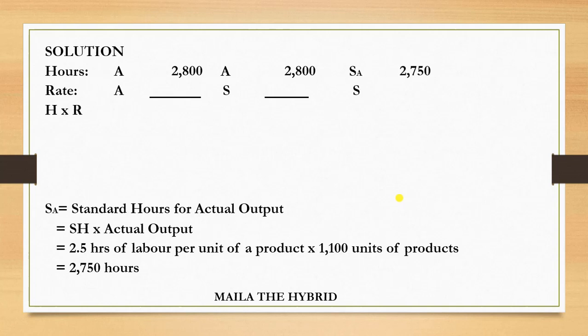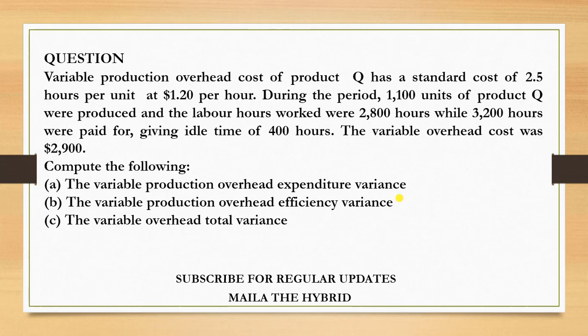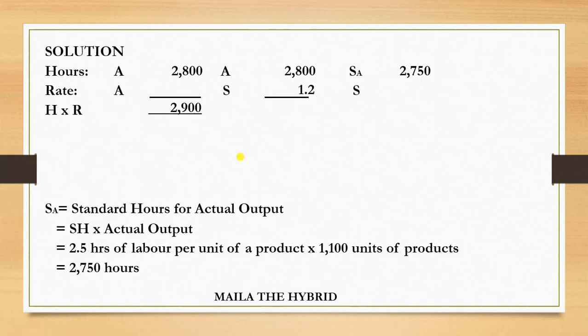After that, you proceed with other information. We are given the actual overheads incurred as 2,900 from the question. Here, the variable overhead cost was 2,900 as you see here. And then if you look, we are given the standard rate. Because this was the standard cost, this is the standard rate, $1.2 per hour. Actually, this is the variable overhead absorption rate. So you go back to your question and plug it in: standard rate and standard rate again. After that, you multiply 2,800 and 1.2, and you obtain 3,360.